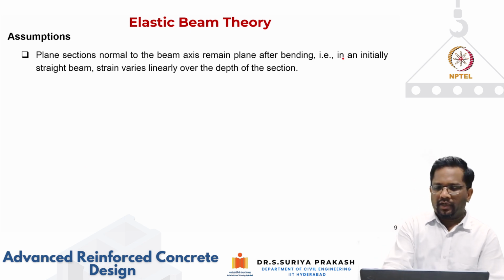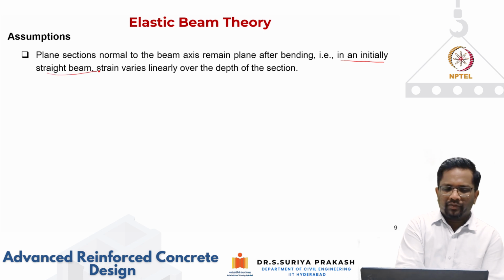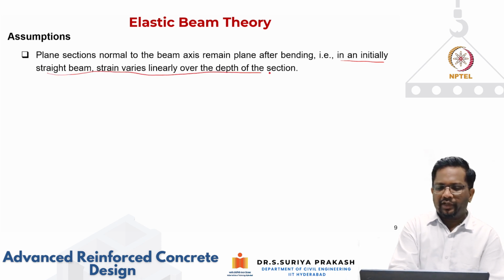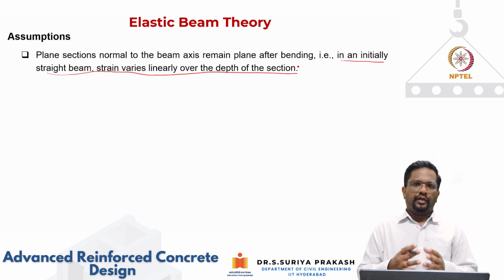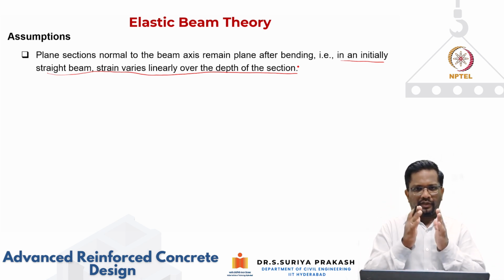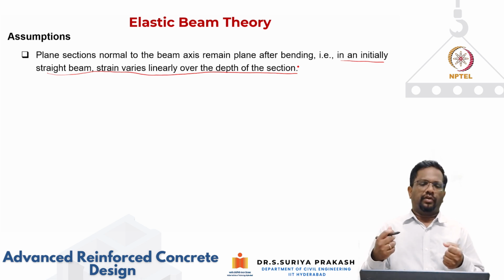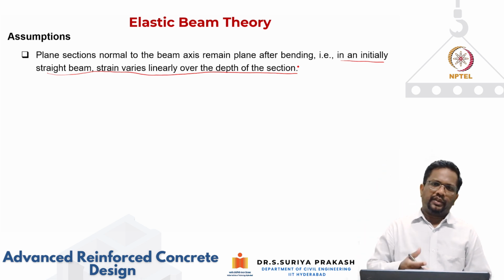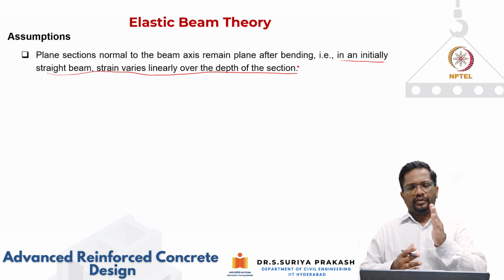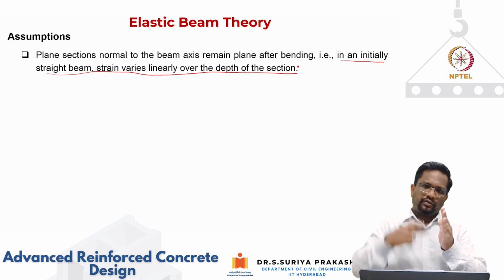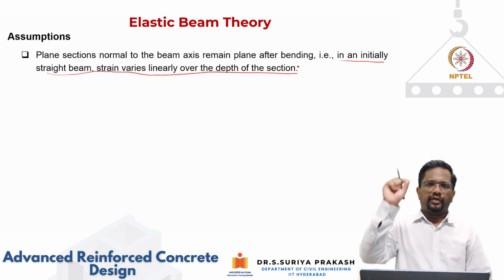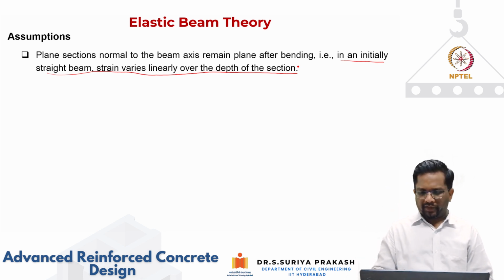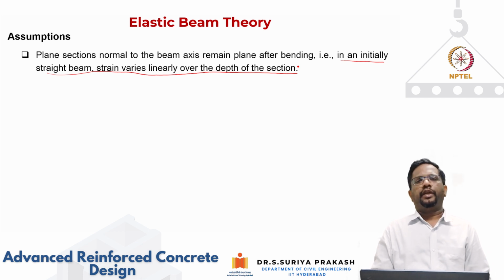That means an initially straight beam where the strain is varying linearly over the depth of the section. As we have seen in the previous slide, the top fibers were getting shortened, the bottom fibers were getting elongated, and you can see that there is a rotation of this vertical line, and also the fibers are getting either elongated or compressed, depending upon whether you're looking at the top fiber or the bottom fiber. That tells that strain is varying linearly over the depth of the section.